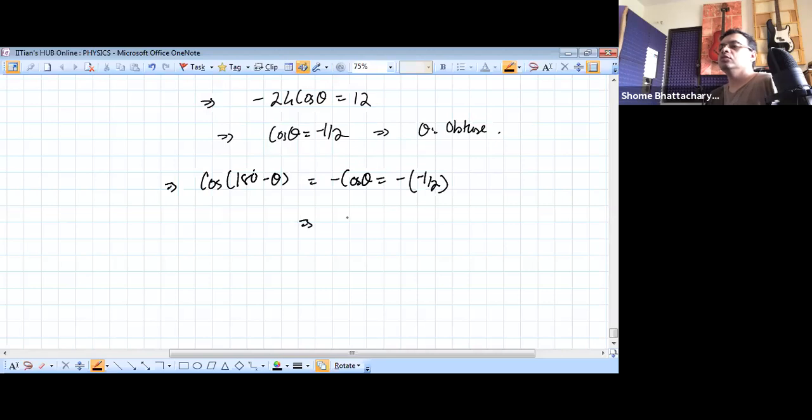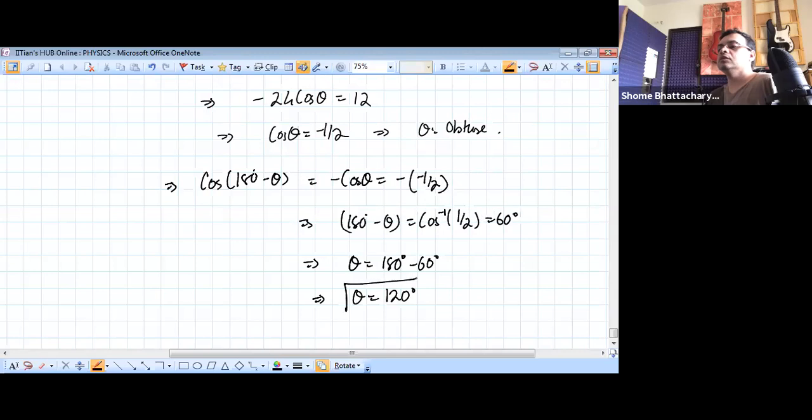So 180 minus theta is cos inverse of half, which you know is 60 degrees. Therefore, theta is 180 minus 60 degrees, or theta is 120 degrees. So this is the solution of the question by the geometrical method. And this, in my opinion, is the easier method over here. We will discuss the component algebra method also, but I think this is the much easier way.